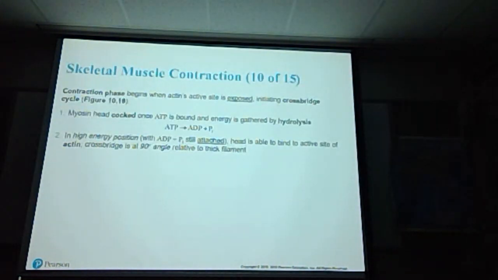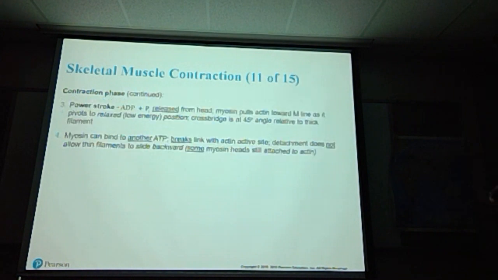Contraction begins when the actin's active site is exposed, initiating the cross-bridge cycle. The myosin head cocks once. ATP is bound and the energy is gathered by hydrolysis. In the high energy position, with the third phosphate still attached, the head is able to bind to an active site of the actin. The cross-bridge is at a 90-degree angle relative to the thick filament.